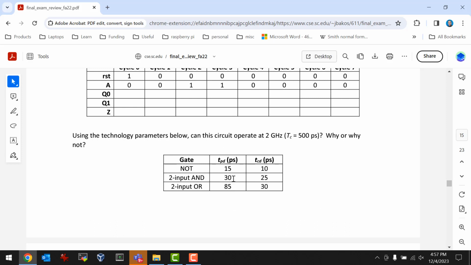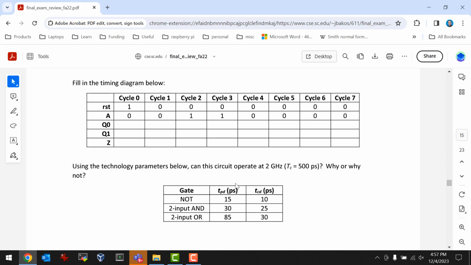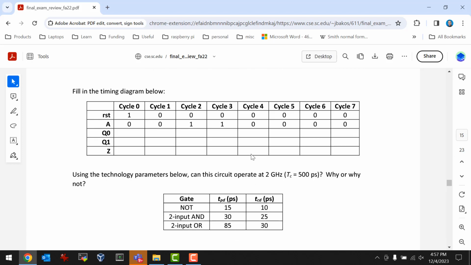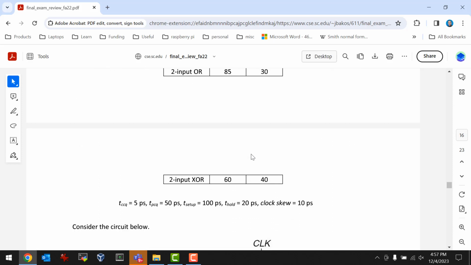So that's going to be 30 picoseconds plus 80 picoseconds, plus setup time, because we have to set this up. Setup time is 100 picoseconds. That seems extreme. Okay, plus skew, 10 picoseconds. Now all of this has to be less than 500 picoseconds, right? Is it less than or equal? I think it's less than or equal.